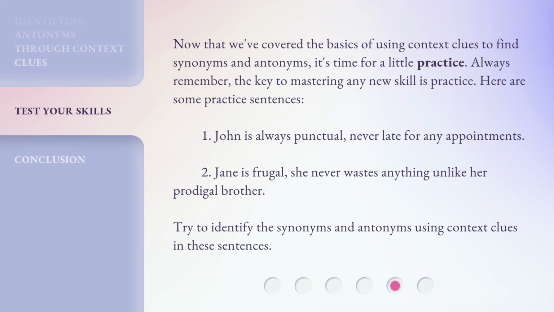Now that we've covered the basics of using context clues to find synonyms and antonyms, it's time for a little practice. Always remember, the key to mastering any new skill is practice. Here are some practice sentences. 1. John is always punctual, never late for any appointments. 2. Jane is frugal. She never wastes anything, unlike her prodigal brother. Try to identify the synonyms and antonyms using context clues in these sentences.